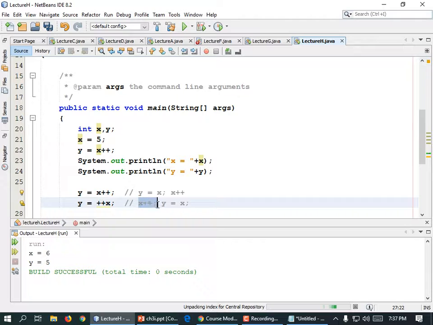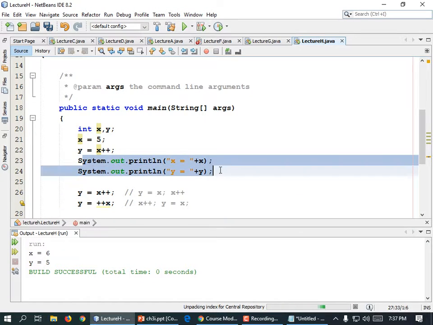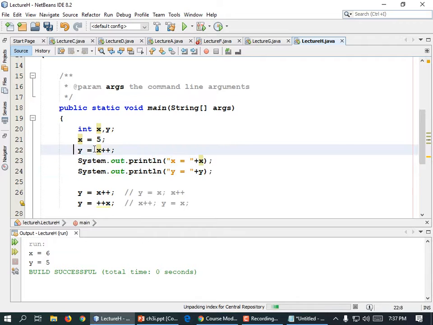But if the ++ precedes the variable, then it's the first thing that happens, and then the copy happens. So that's why when we ran it this way, y equaled 5, because x was 5, x gets copied into y, so that means y is 5, and then 1 got added to x. So x is equal to 6, y is equal to 5. So that's the difference between a suffix and a prefix version of the increment operator.